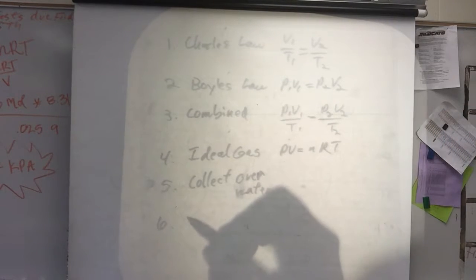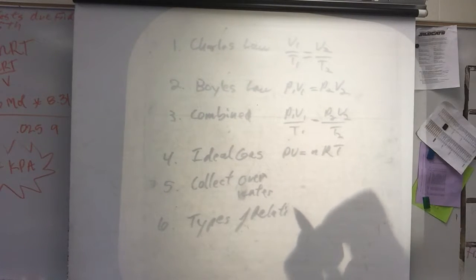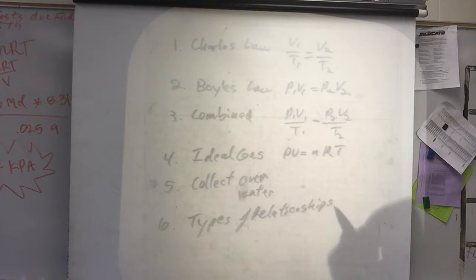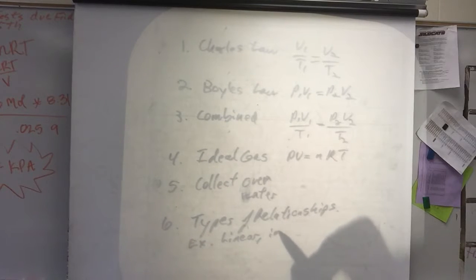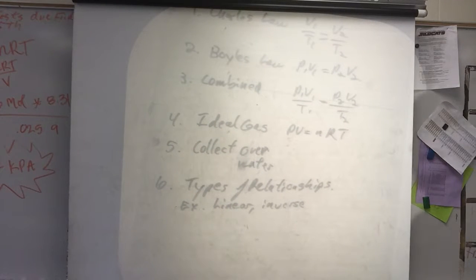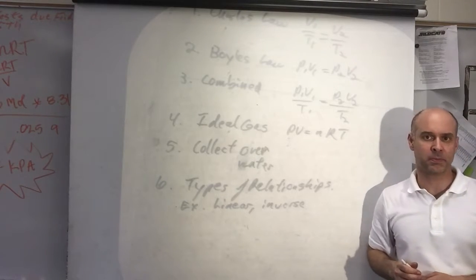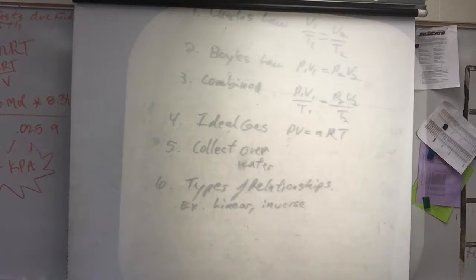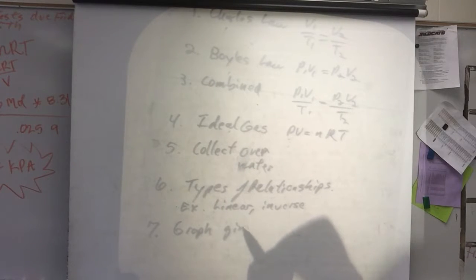You should know the types of relationships. In other words, like linear, inverse. So remember we drew all those graphs of exponential, inverse, what they all look like. You should be able to graph given two variables.